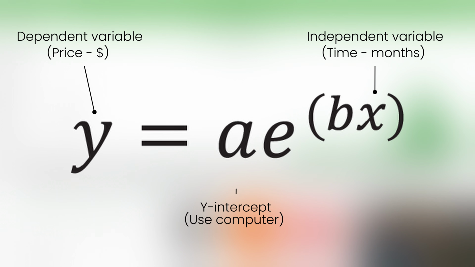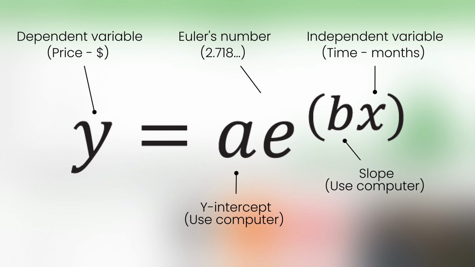A is the y-intercept. That's where the trend line would pass through the y-axis. B is the slope of the curve. And also notice this e in this formula, okay? So this is obviously a different formula than the linear regression, different than the logarithmic regression. Exponential regression has this e. Euler's number is what that is.